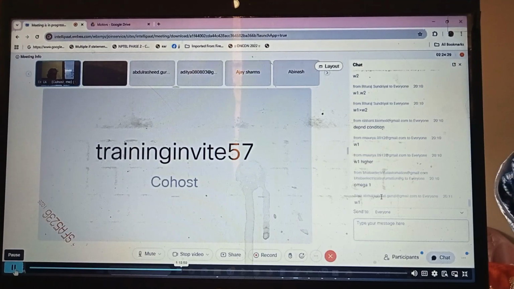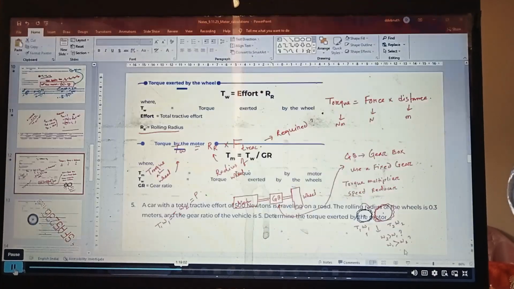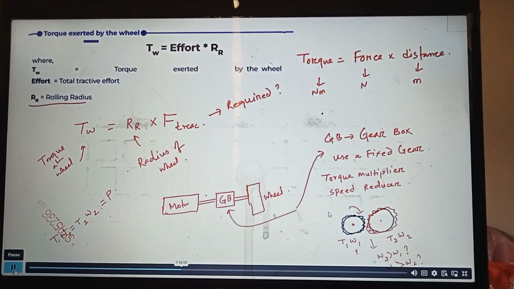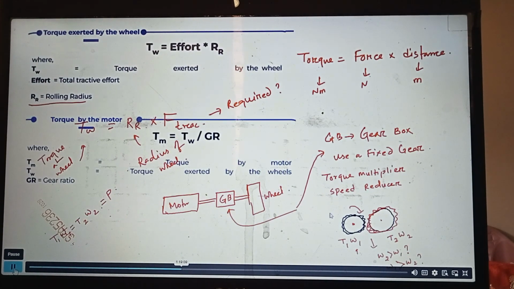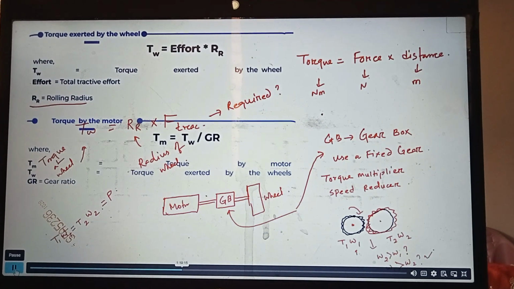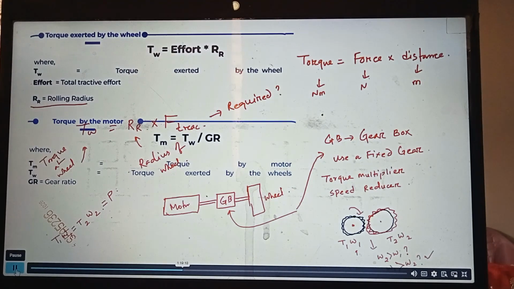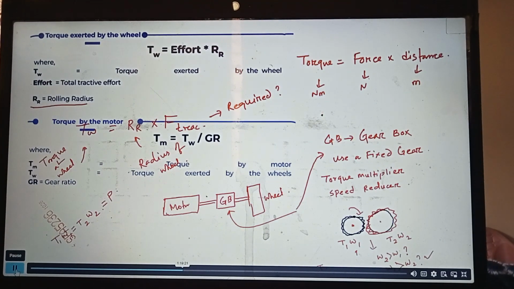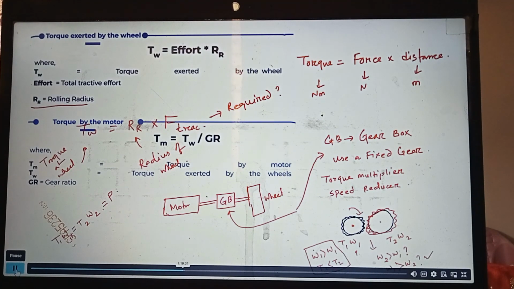Right. Most of you are saying omega 1 will be higher. Generally, the lower radius one is going to be higher for common connections. I'm not talking about any specific or very complicated arrangement. So yes, typically this omega 1 is going to be higher. So that means T1 will be lesser than T2, right? Because power is going to be constant on both the sides.